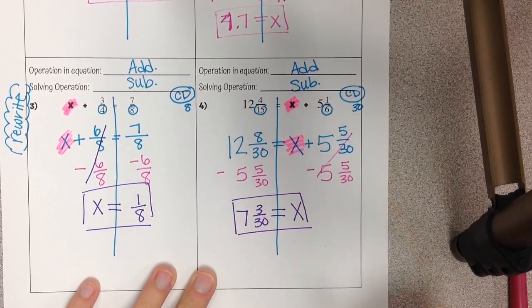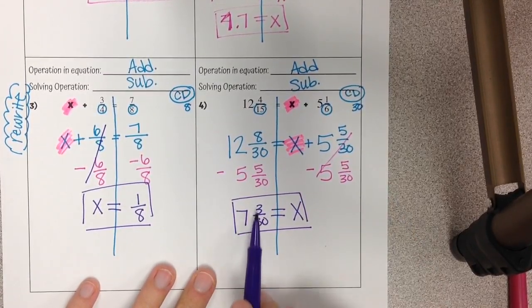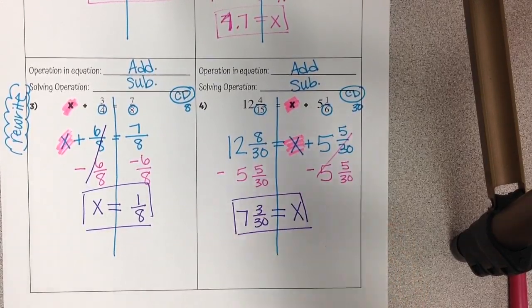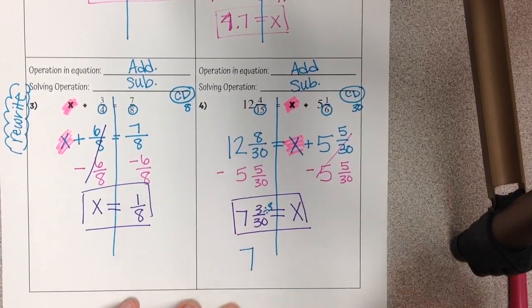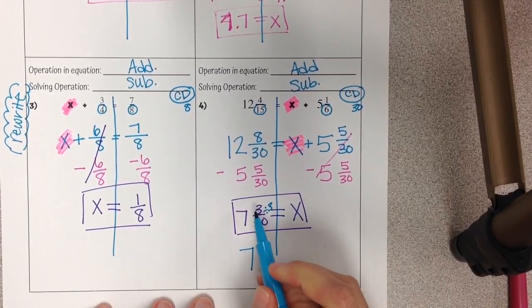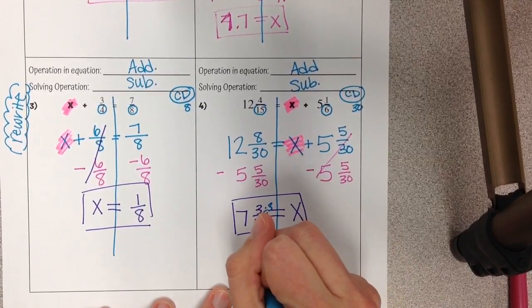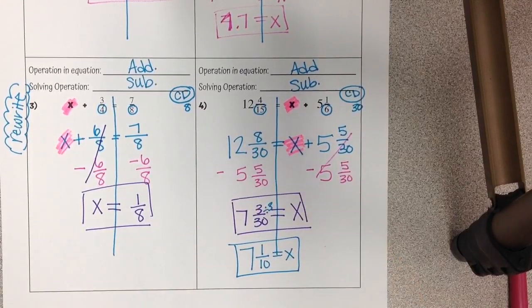So you should always go back and double check. We're not going to be as harsh about that. But if you check 3/30, you'll see that those both divide by 3. So our whole number would stay 7, but 3 divided by 3 is 1. 30 divided by 3 is 10. So you also could write it simplified like this.